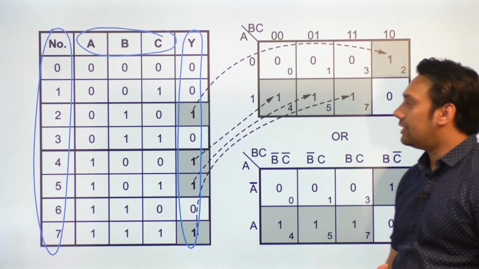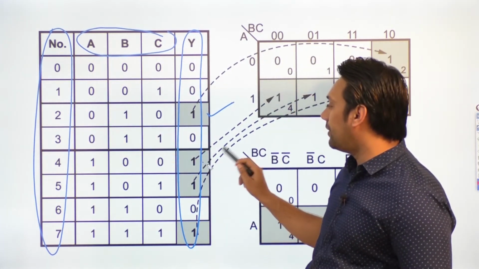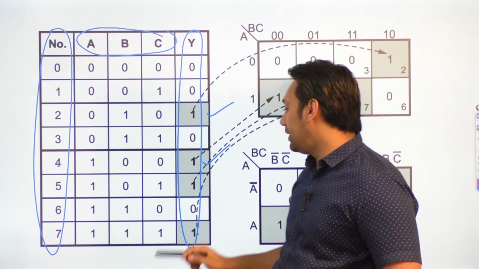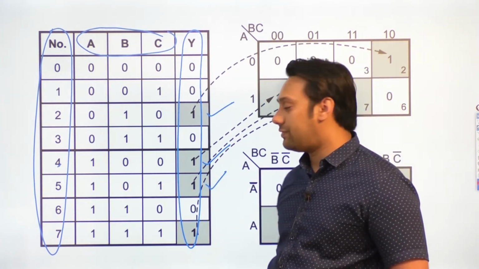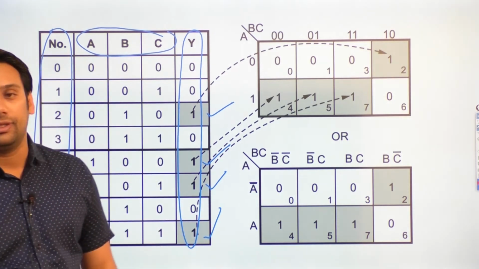So this function is assuming a value 1 here, which is at the location 2. It is assuming a value 1 here, which is at the location 4. It is having a value 1 at the location 5. It is having a value 1 at the location 7. So at all of these locations it is taking the value 1.